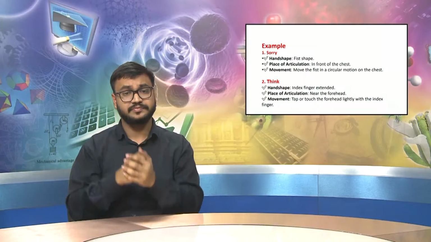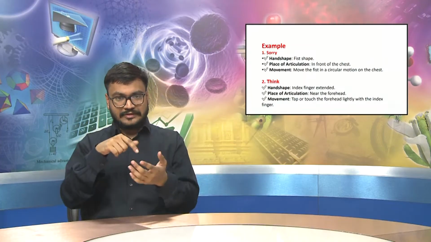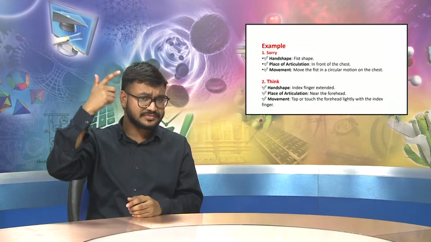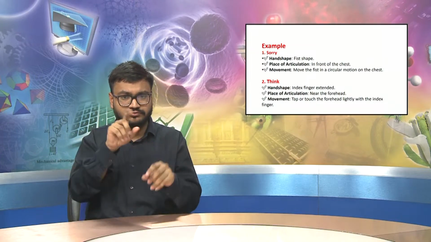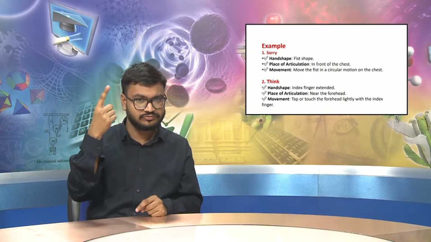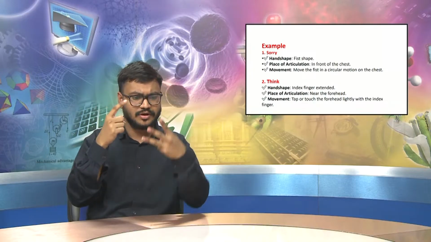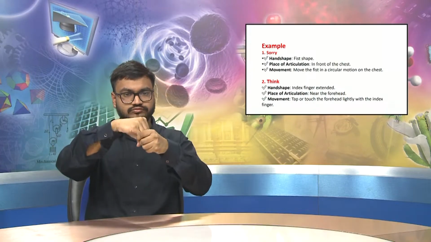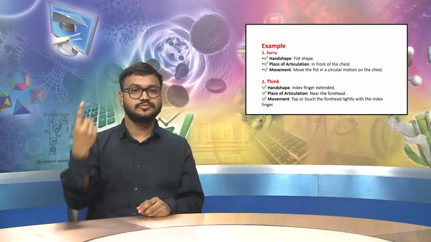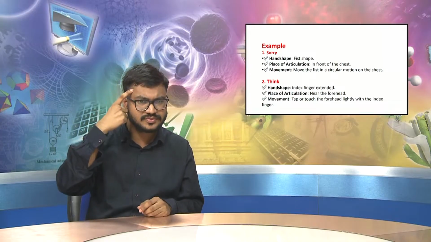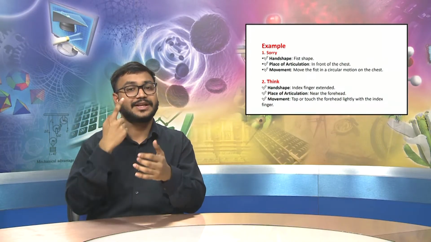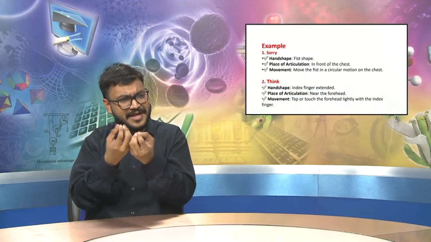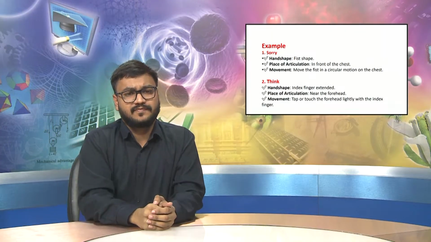Think. Handshape: index finger extended. Place of articulation: near the forehead. Movement: tap or touch the forehead lightly with the index finger. These components together form the sign.